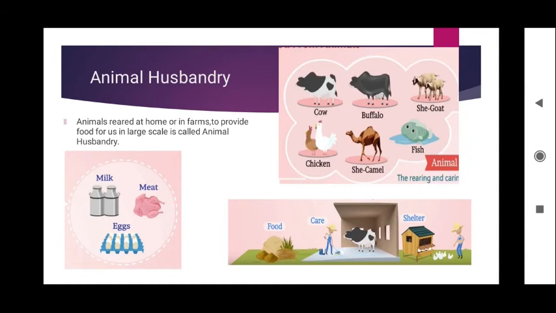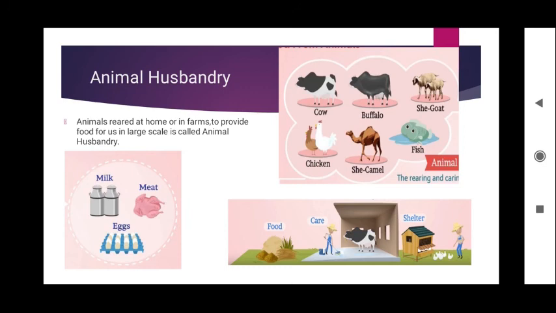But the science of taking care of these animals which give us these products is called animal husbandry. So animals are being reared at home or at farms to provide food for us on a large scale. That is called animal husbandry. As we have practiced many steps, starting from preparation of soil till storage for crop production, similarly for animals, if you want to get the products, we have to give them proper food, proper care and proper shelter, so that we can get more yield from those animals.